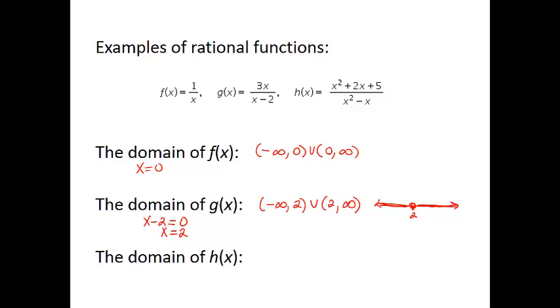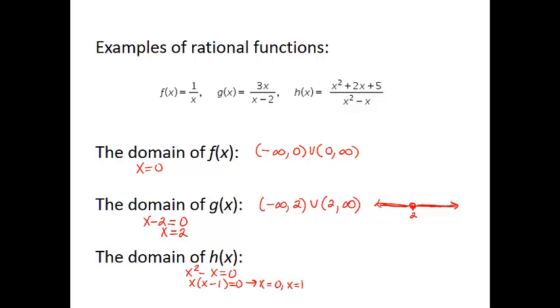The domain of h of x is all real numbers except where x squared minus x is equal to 0. That's a quadratic equation we can solve by factoring. We take out an x, that leaves x minus 1 equals 0. So the restrictions are that x is equal to 0 and x is equal to 1.